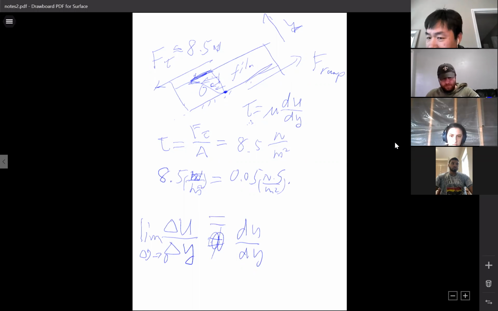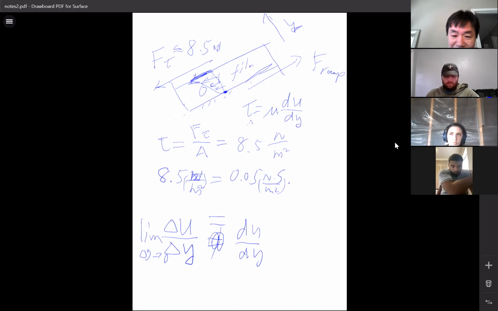Is that right? This is not the first time you see this, right? Okay, if that's the first time you see this, then you're in trouble. So that's the definition of du dy. Here I don't have a function of velocity in terms of y, so I cannot directly differentiate it, but I probably can use this process.